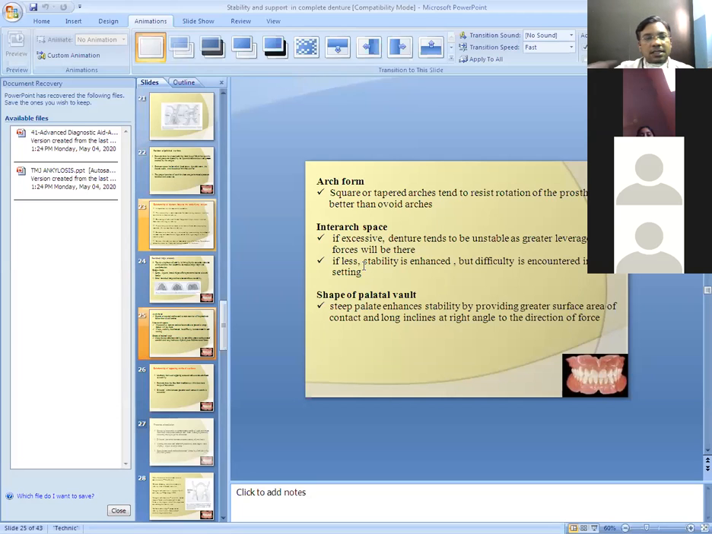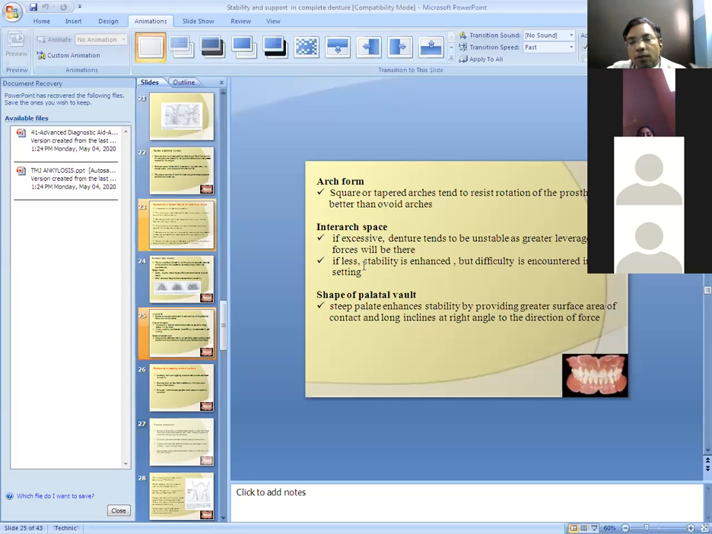Inter-arch space means the space between the opposing maxillary and mandibular arch. If the space is excessive, what will happen? Unstable, or greater leverage forces will be there. The more the space, the more the leverage force. That means the more the height, the more the forces' traveling distance. That means more leverage forces, which means an unstable denture. If there is less space, then there is better stability.